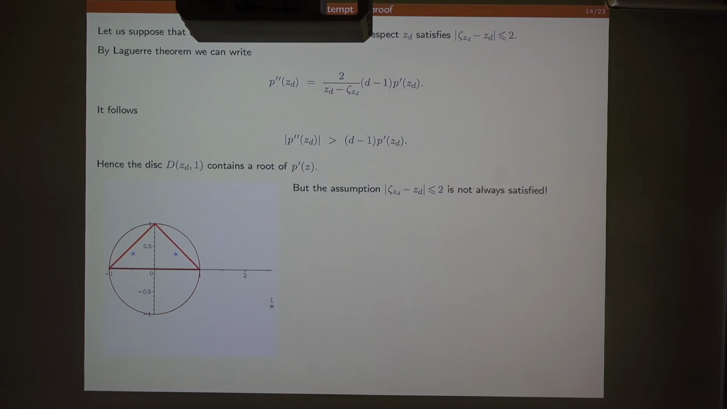But this assumption is not always satisfied. For example, if you have a root here, here, and here, and you have the derivative and ZD, the center of mass does not satisfy this inequality.